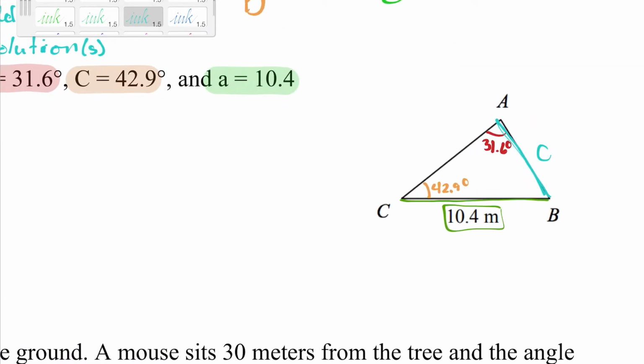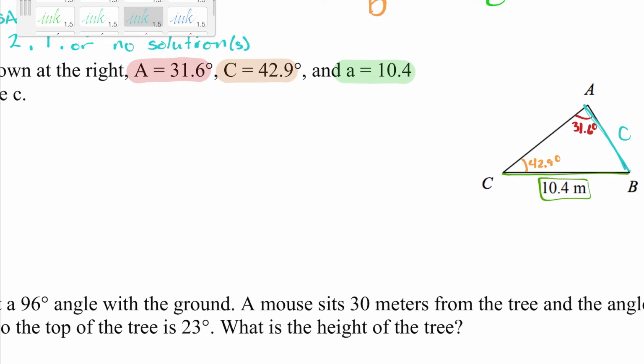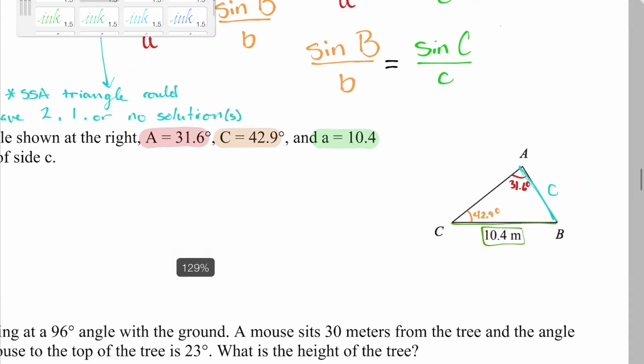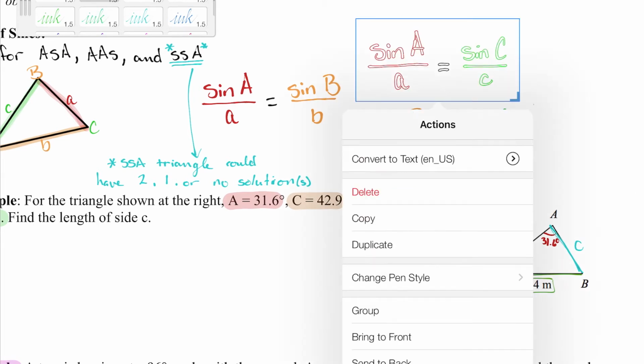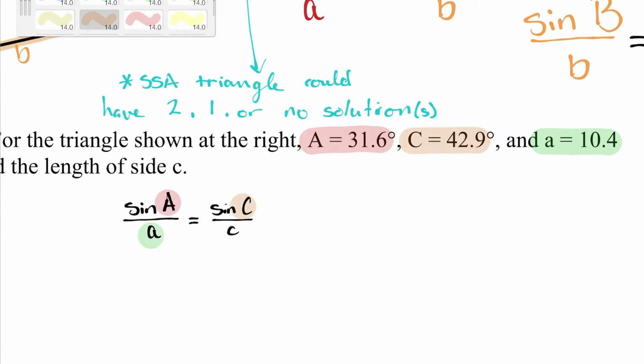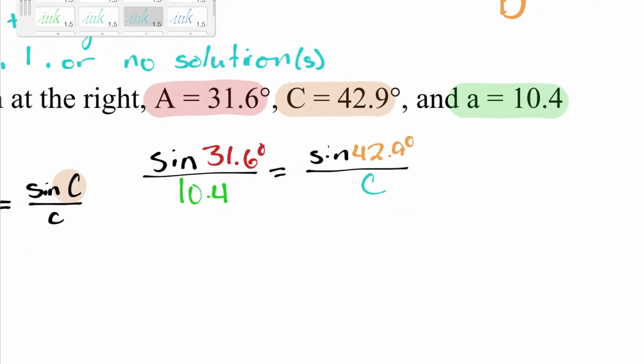Because we have angle A and side A, we're trying to find angle C and side C. We're looking at a bunch of angles and their opposite sides. We're going to be using sine, specifically the sine A and sine C. I'm going to plug in what I know and then just start simplifying. I'm trying to solve for C. I have a fraction equal to a fraction, so I'm going to be using the cross multiplication method.